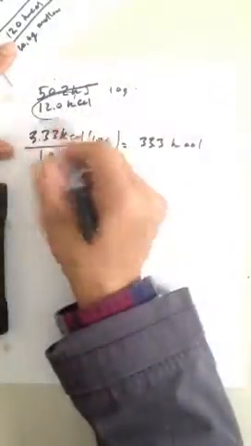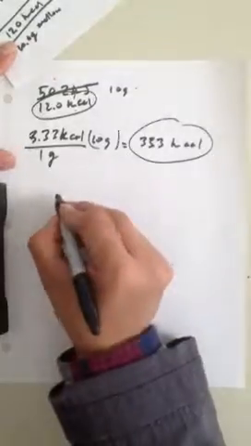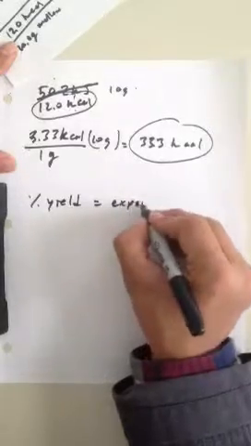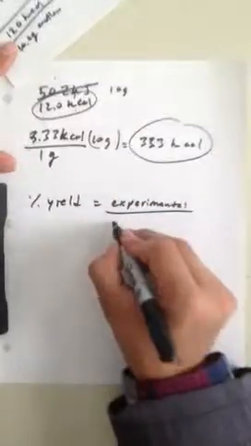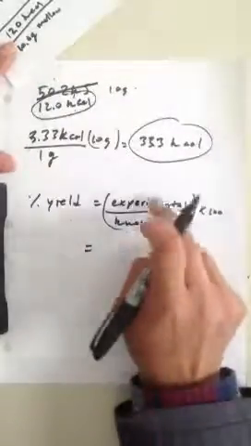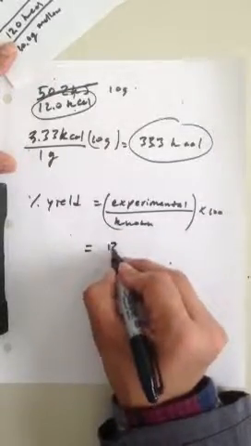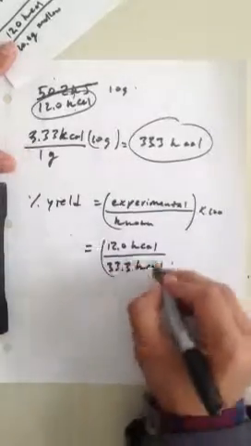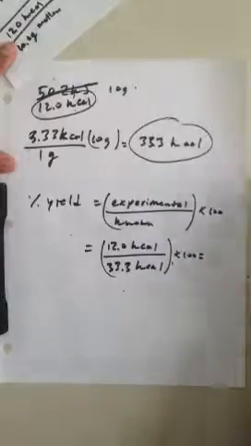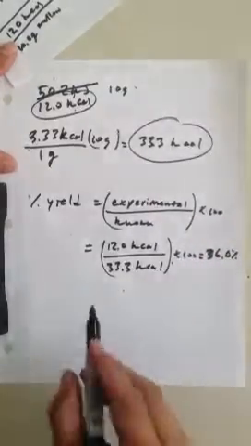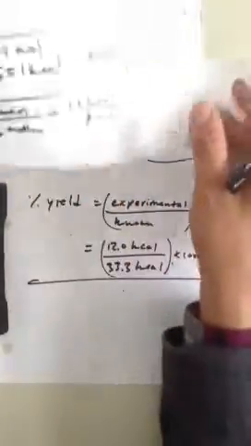kilocalories, okay? But we only absorbed 12, so to find the percent yield, remember percent yield is experimental, what you get, versus the known value, times 100. So it's to see what percentage or how close you are to the known value. And in our case, it's 12.0 kilocalories over 33.3 kilocalories times 100. And that ends up to be something like 36%.